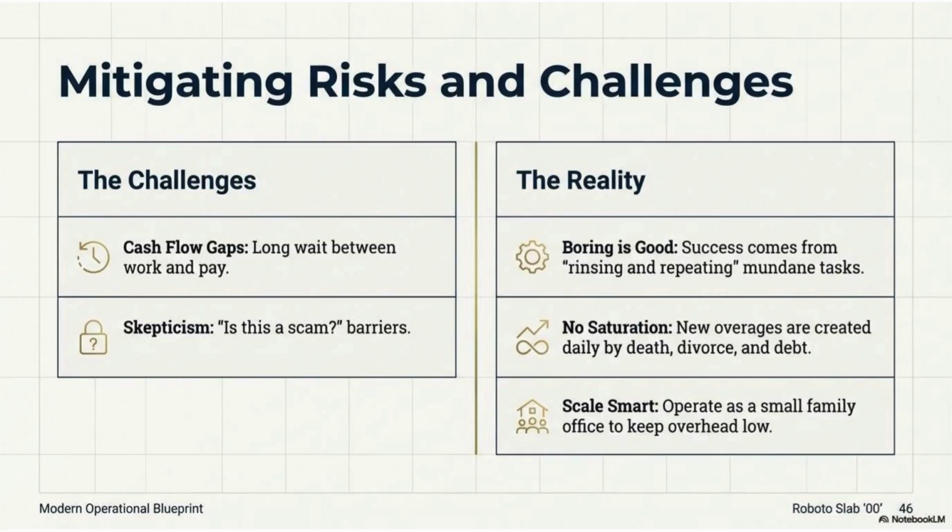And here's how you scale smart. Operate as a small family office to keep overhead low. You don't need a fancy office or large staff to generate six figures. This is a lean, knowledge-based business model where your expertise and systems create value, not expensive infrastructure.